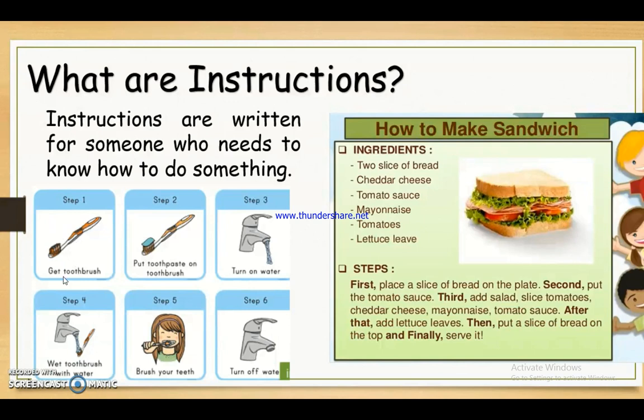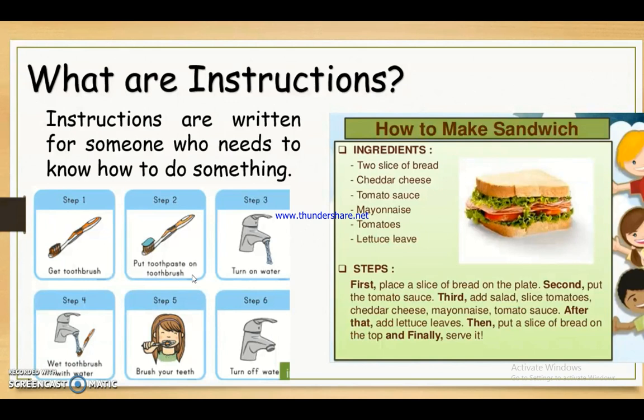If we are going to teach someone how to brush his teeth or her teeth: first we get the toothbrush, put toothpaste on the toothbrush, turn on the water, and then wet the toothbrush with water, brush your teeth, turn off the water. So here we are giving the instructions or the steps. They are very simple, very specific, and very clear.